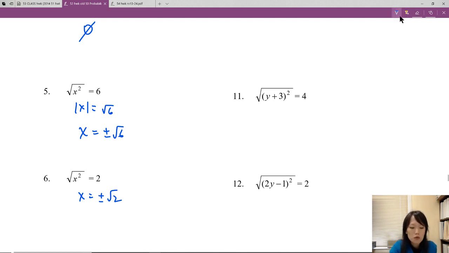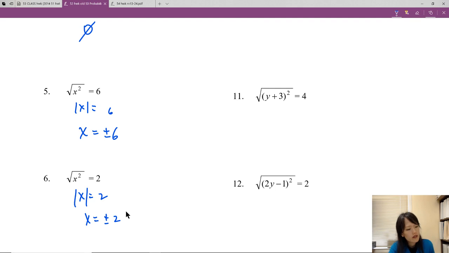Actually, not root 2. No root. Sorry. What am I thinking? No root. It has a root already. It's just plus minus 6. There's already a root here, so it's just going to be plus minus 6. Same thing with this. Absolute value x is 2, so x can be plus minus 2.